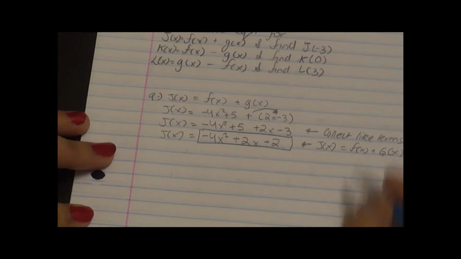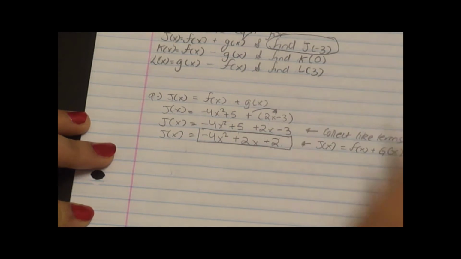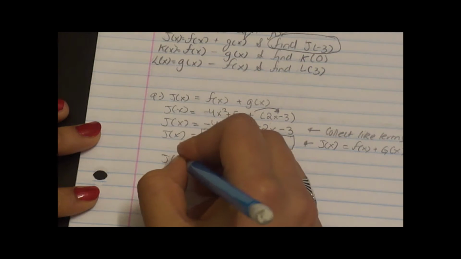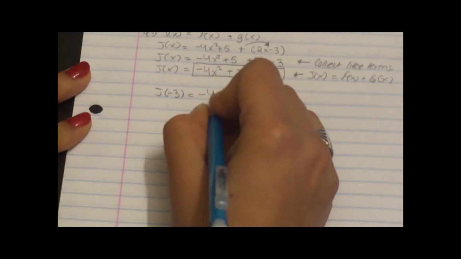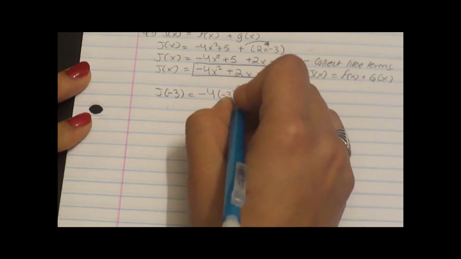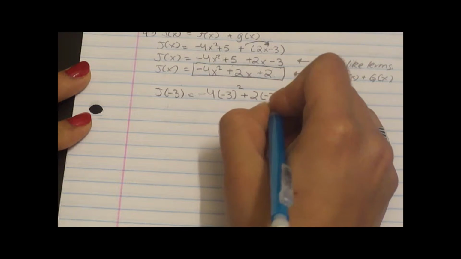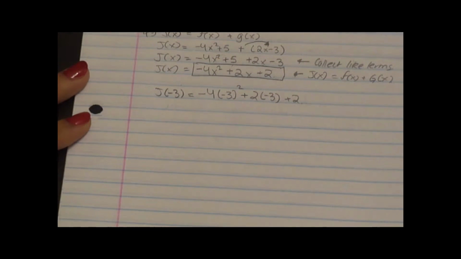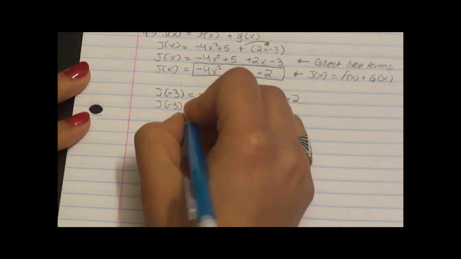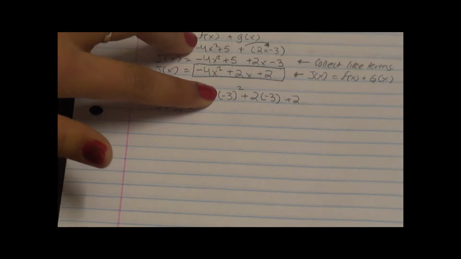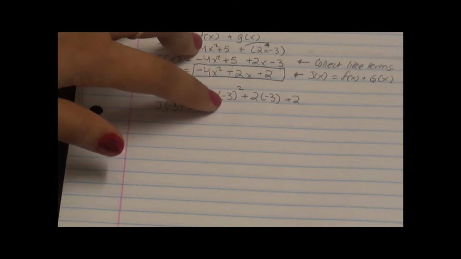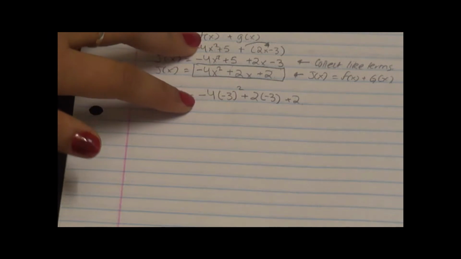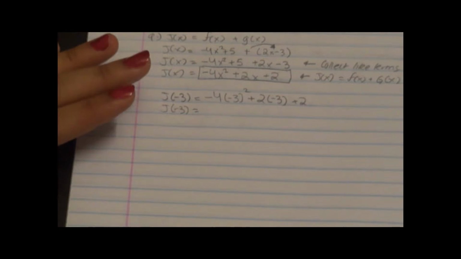So the next step is for us to find j of negative 3. That means whenever there is an x value, you plug in negative 3 for that. So negative 4 times negative 3 squared plus 2 times negative 3 plus 2. Now, we know that when you square a negative number, it becomes a positive, because it's basically negative 3 times negative 3.